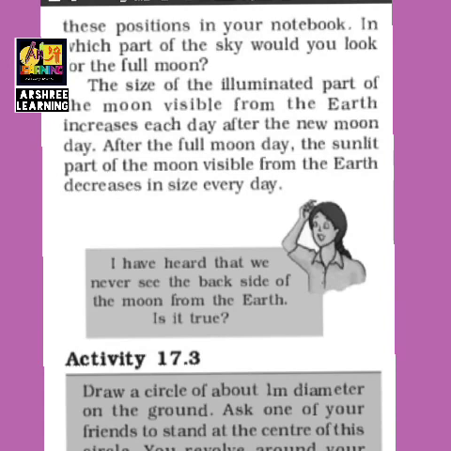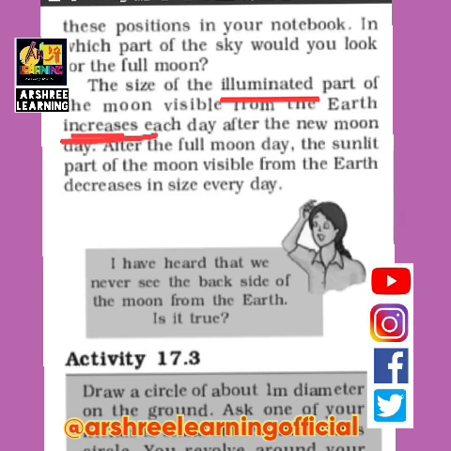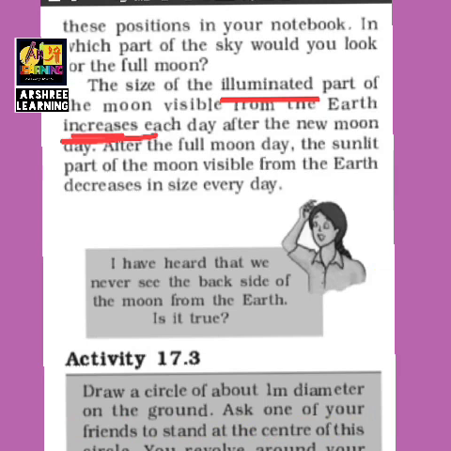The size of the illuminated part of the moon: the illuminated part is the part which is receiving light. The size of the moon which is receiving light, visible from the earth, increases each day. That is, the moon starts increasing in size because of more light falling on it. It increases after the new moon day. New moon day is when, as we saw in the figure, the moon is not receiving light. After the full moon day, when the moon has received full light, it has moved around. The sunlit part of the moon, visible from the earth, decreases. So when it is moving around, the amount of light falling on the moon keeps on changing, and therefore we see different phases of the moon.